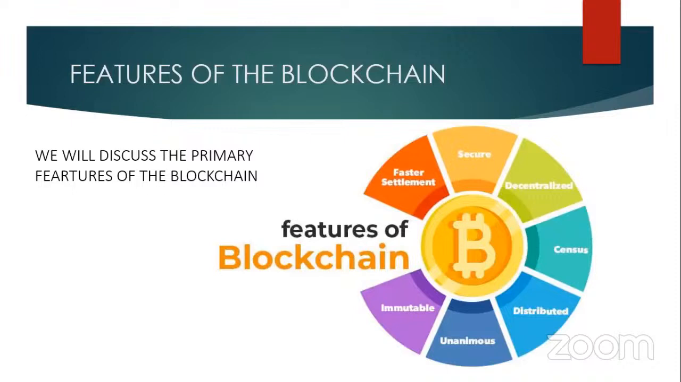So, the features of a blockchain. We try to talk about features of a blockchain, which include security, decentralization, distribution, and immutability. There are other things like faster settlement, censorship resistance, and anonymity, but the major features of a blockchain are security, decentralization, and immutability.